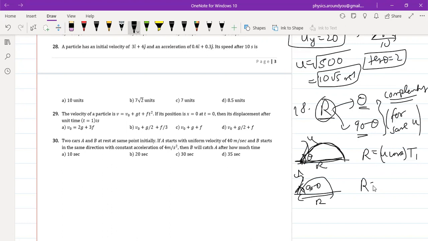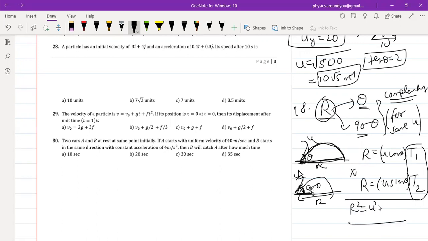I can again write the same equation. R is equal to u. Now see, the horizontal component of velocity is u cos of 90 minus theta, or it is u sine theta. Why should it be 90 minus theta? Because only when it's 90 minus theta, for the same speed u, I can have the same range r. Let it take a time of flight t2. They're asking what is the product of t1, t2 proportional to. So let's multiply the two equations. So I have r square is equal to u square sine theta cos theta times t1 t2, right?